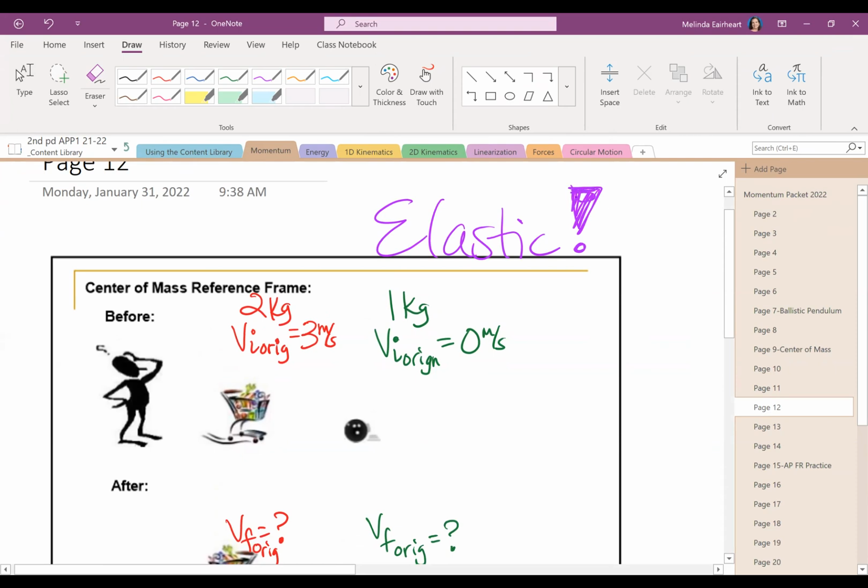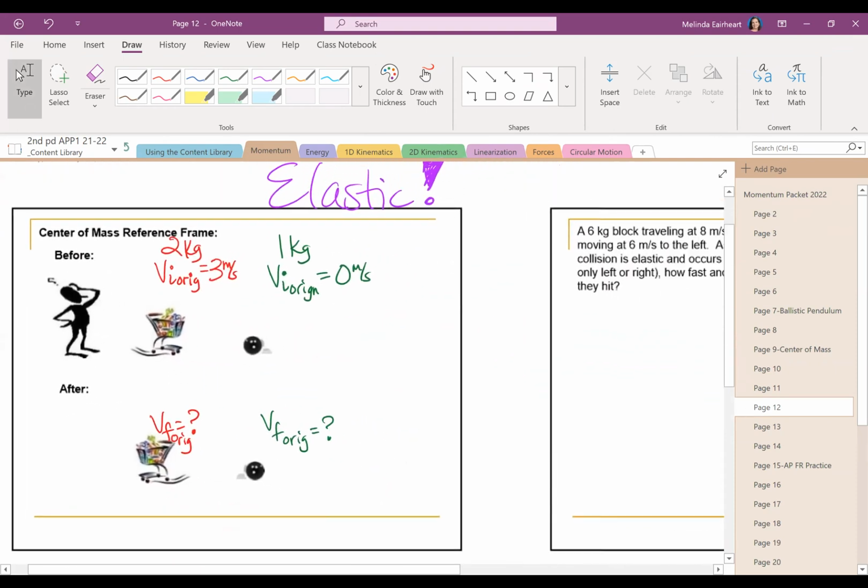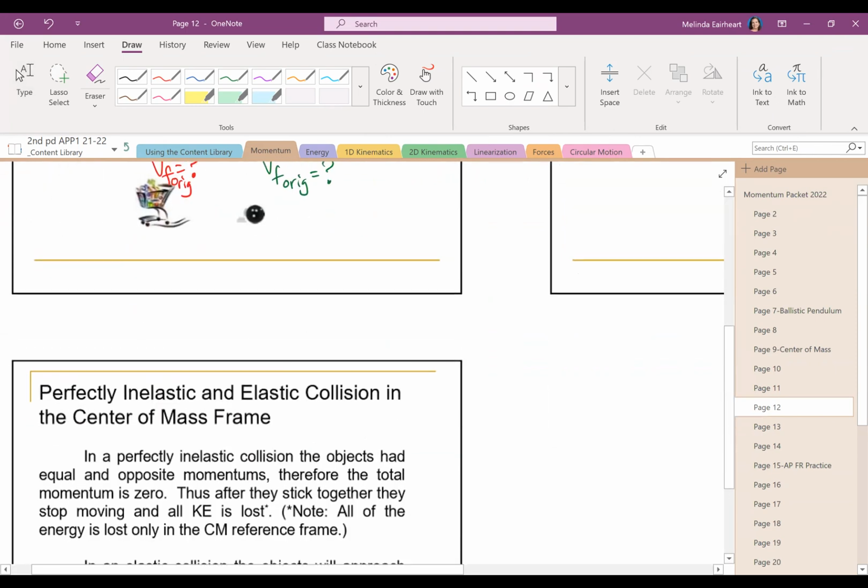Okay? This only works for an elastic collision when you have 2 unknowns. And so it's kind of a 4-step process. You don't have to do the quadratic necessarily. It's about switching reference frames. And so let's see if I can get this right.